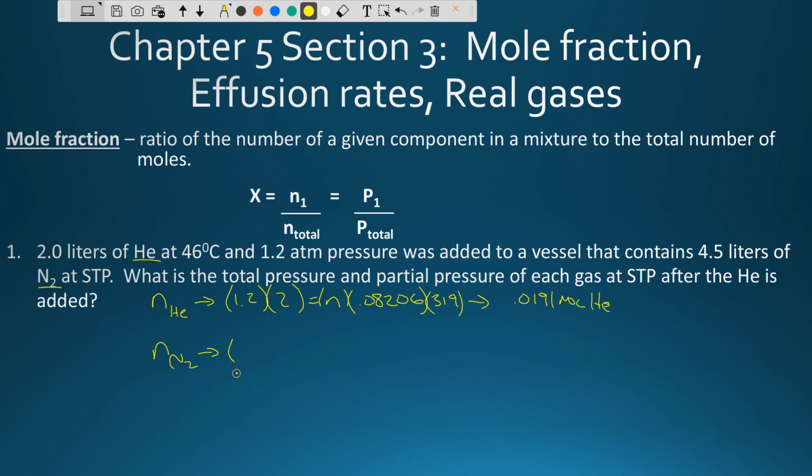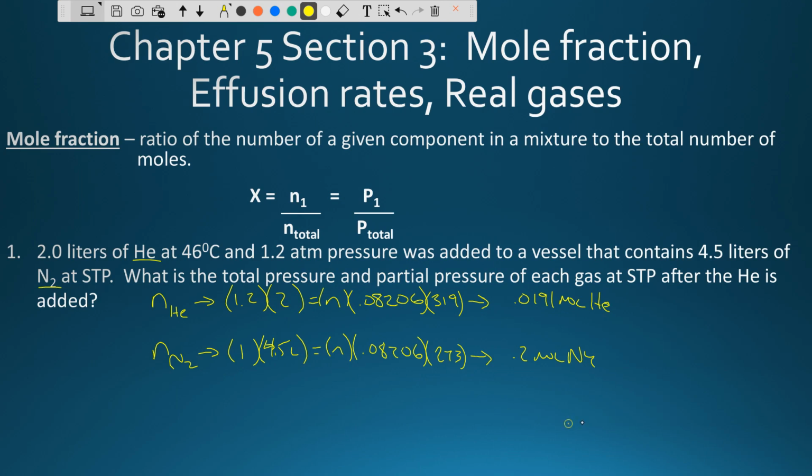Now I'm going to do the exact same thing for my nitrogen. In this case I have 1 atmosphere in a 4.5 liter container, and we have the number of moles, 0.08206, and my temperature here is going to be 273. And so I end up with 0.2 moles of nitrogen. So we're going to add in a certain amount, 2 liters, into this. Now, the vessel contains 4.5 liters of the gas. The vessel doesn't change, guys.